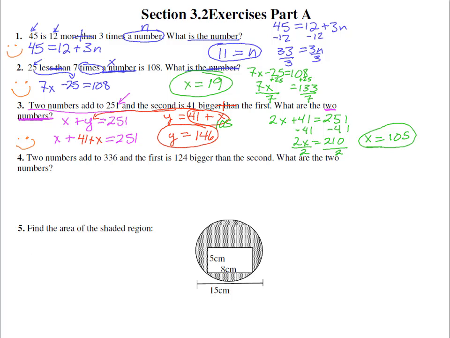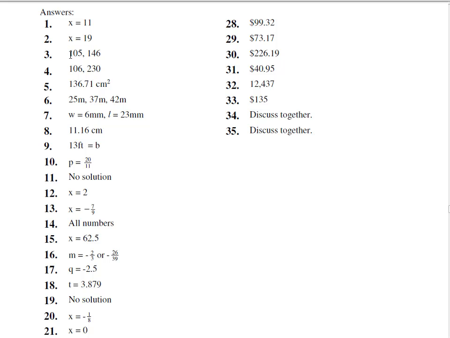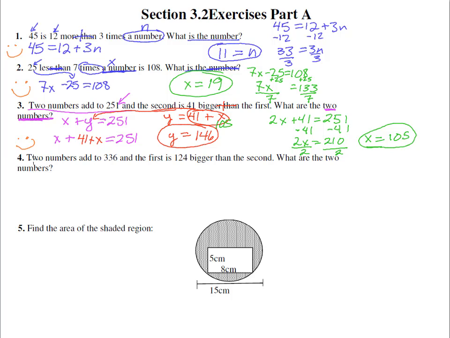So let's double check our answer. It's 105 and 146. Correct. Number 4. Two numbers add to 336. The first is 124 bigger than the second. What are the two numbers?